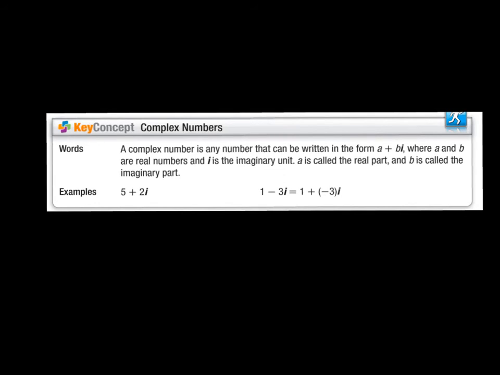So in words, a complex number is any number that can be written in the form a plus bi, where a and b are real numbers, and i is the imaginary unit. a is called the real part, and b is called the imaginary part. Okay, so if we're looking at this example right here, we've got 5 plus 2i. Then 5 is the real part. So 5 is just a number. We know that. We've worked with that a whole lot. Yes? 5 is the real part.